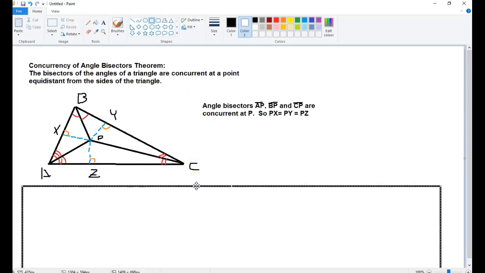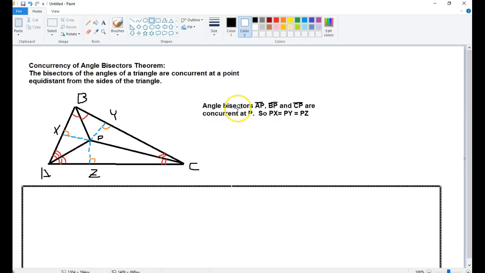Okay, so we have our triangle here, and we have our 3 angle bisectors because they're bisecting each one of these angles, and they're meeting at this point P. So this point P is going to be the same distance to each one of these sides. Now they're also going to be perpendicular, but they're not the perpendicular bisector. They are still perpendicular, but they're not perpendicular bisectors. That's something you should realize.